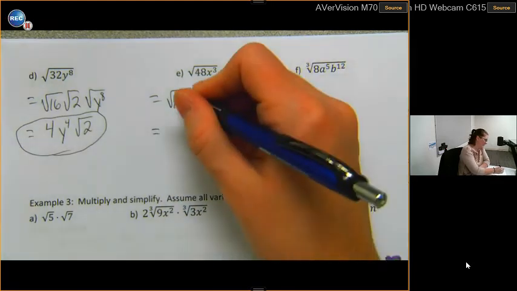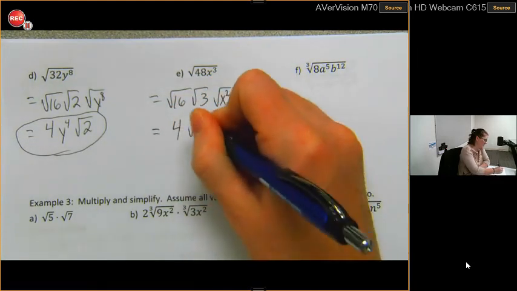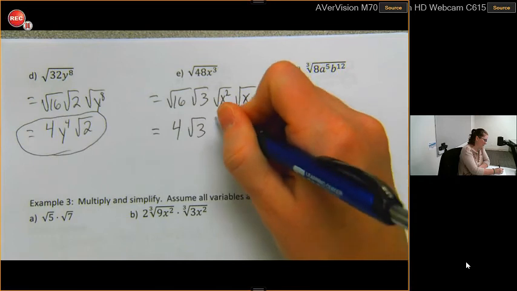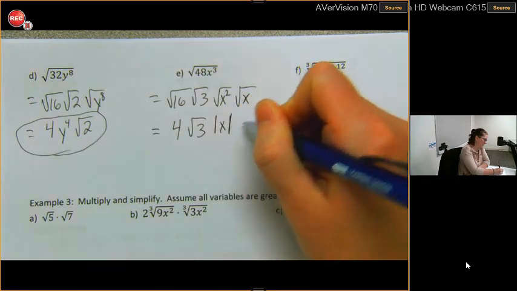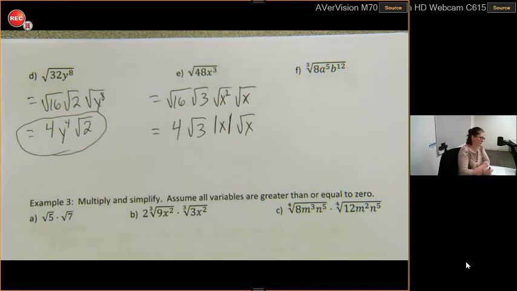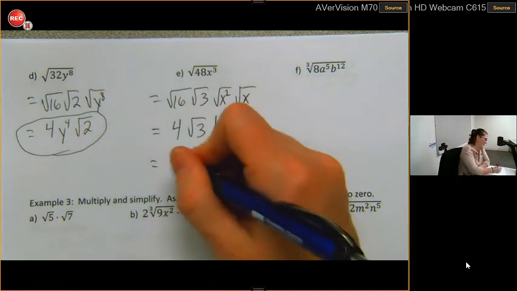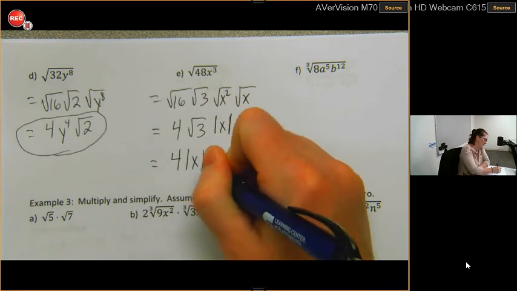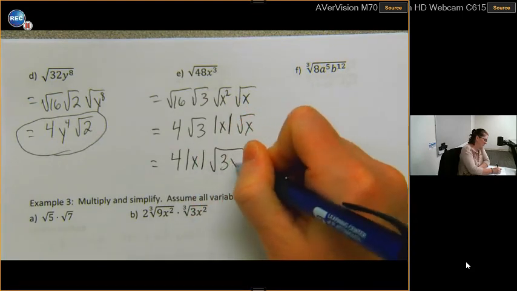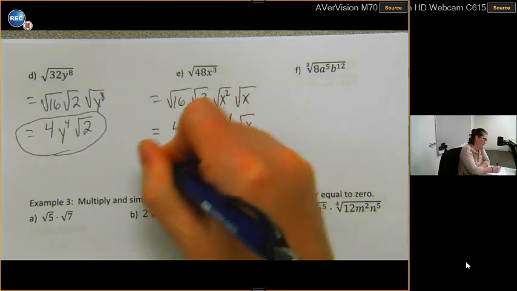So I can solve out 16. The square root of x squared is the absolute value of x. And then I'm just going to rearrange the problem. So all of my non-square roots are together, and my square roots I combine underneath a single radical.